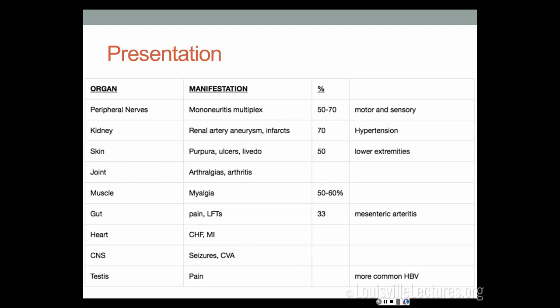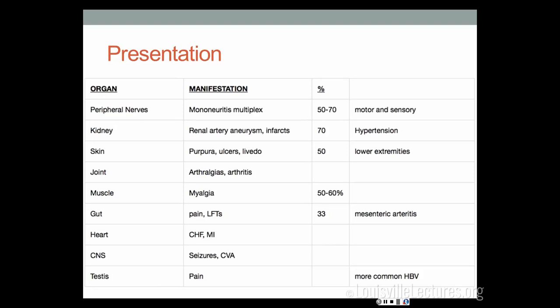PAN likes nerves. So the most common presentation is mononeuritis multiplex. Mononeuritis multiplex is basically you're picking off named nerves. It can be asymmetric, so they'll have maybe a foot drop on one side and a wrist drop on the other side. So that's mononeuritis multiplex. It does affect the kidneys. I said it doesn't cause glomerulonephritis, but it can cause kidney involvement, typically infarcts, renal artery aneurysms, and they can get pretty severe renal vascular hypertension.